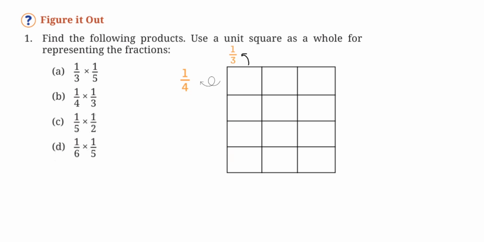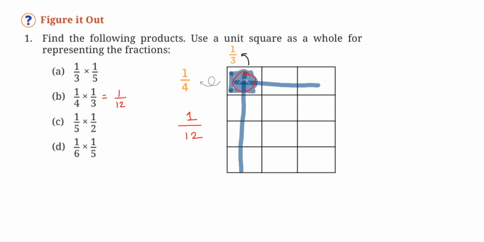Now if you observe, this rectangle is double shaded. And how many rectangles are there total? There are 12. 3 here and 4 here. So 3 times 4 is 12. Or you can just count manually, you will get 12 rectangles. So out of 12, only one rectangle is double shaded, like twice. So the answer is 1/12. Product of 1/4 and 1/3 is 1/12.